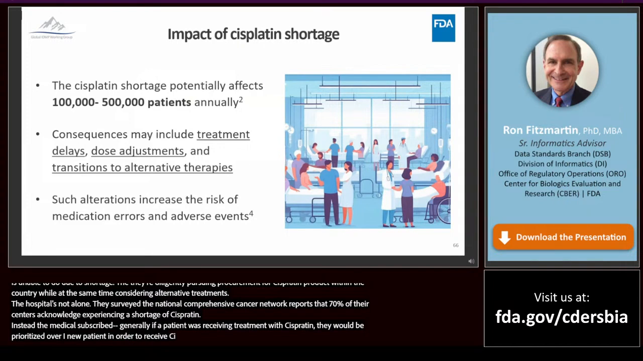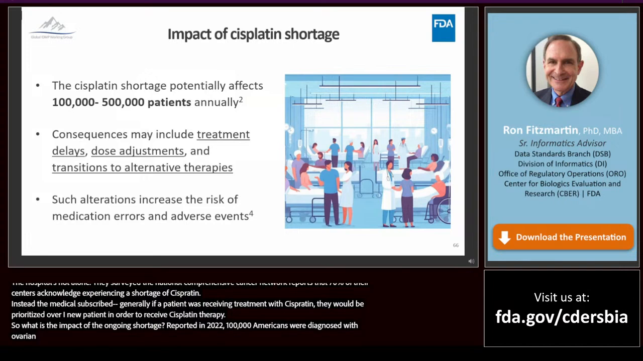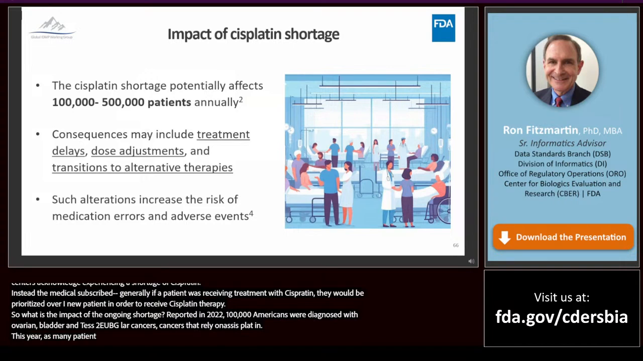The shortage of cisplatin injection within the United States has persisted since February of 2023. So what is the impact of the ongoing shortage? Well, the Association of Clinical Oncology reported that in 2022, approximately 100,000 Americans were diagnosed with ovarian, bladder, and testicular cancers. Cancers which may rely on cisplatin or carboplatin for treatment. And similarly, this year, as many patients and up to 500,000 may not have access to treatment.